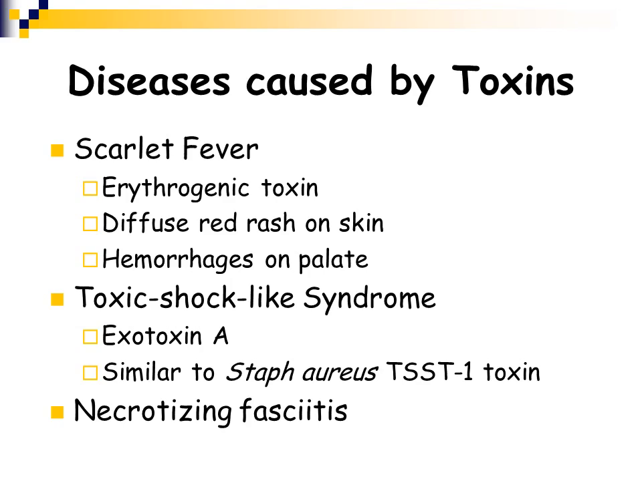And Streptococcus, like Staphylococcus aureus, can produce toxins. So Strep pyogenes is the cause of scarlet fever. It produces an erythrogenic toxin. You get a red rash on the skin, and you can get hemorrhaging on the palate of the mouth. Like Staphylococcus aureus, Streptococcus pyogenes causes a toxic shock-like syndrome due to a toxin called exotoxin A, which is very similar to Staph aureus's toxic shock syndrome toxin 1.